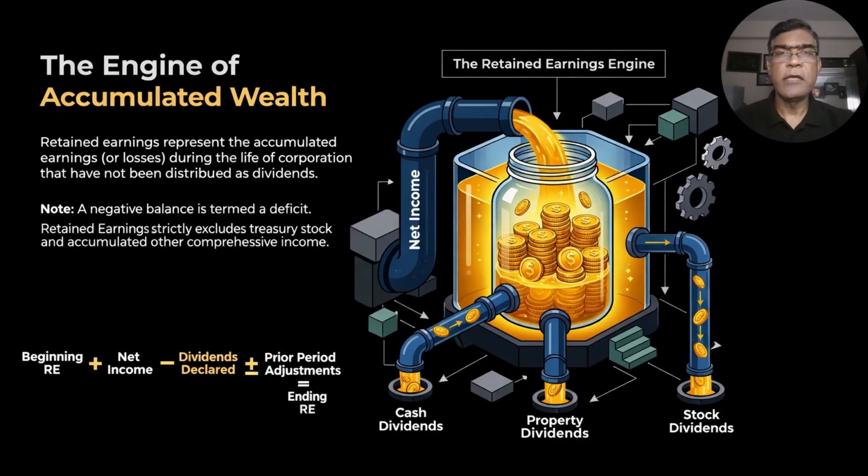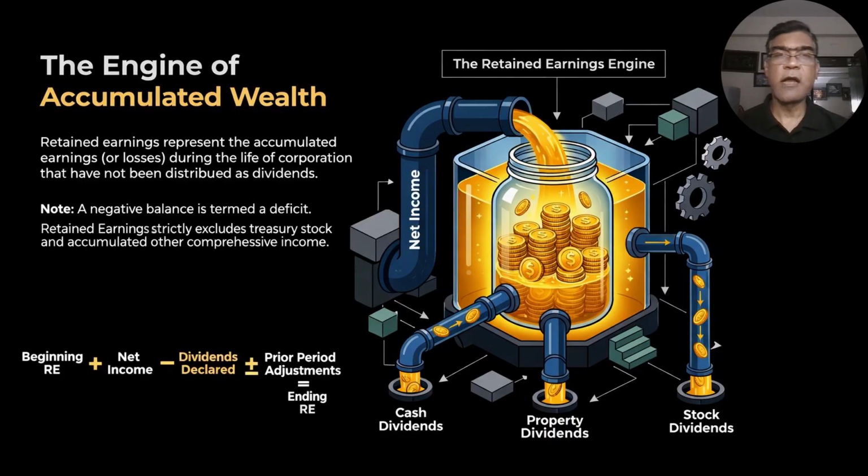Retained earnings act as the engine that powers a company's accumulated wealth. They represent the total profits kept in the business after dividends are distributed, the portion reinvested for growth, stability, or debt reduction. As shown here, net income flows into retained earnings, increasing the balance. From that pool, the company may distribute cash dividends, property dividends, or stock dividends, which reduce retained earnings. The formula is straightforward: ending retained earnings equals beginning retained earnings plus net income minus dividends. Adjustments for prior periods may also be included when necessary.